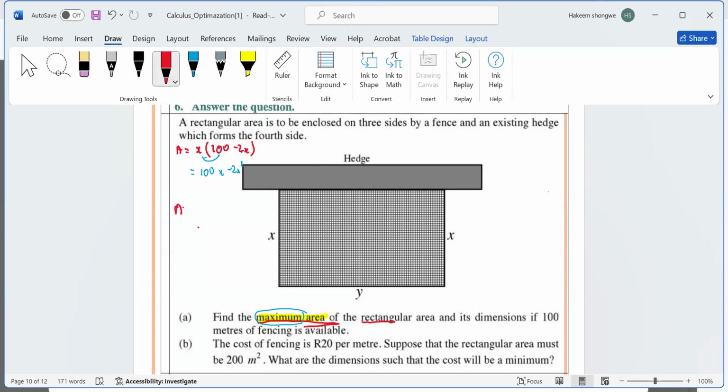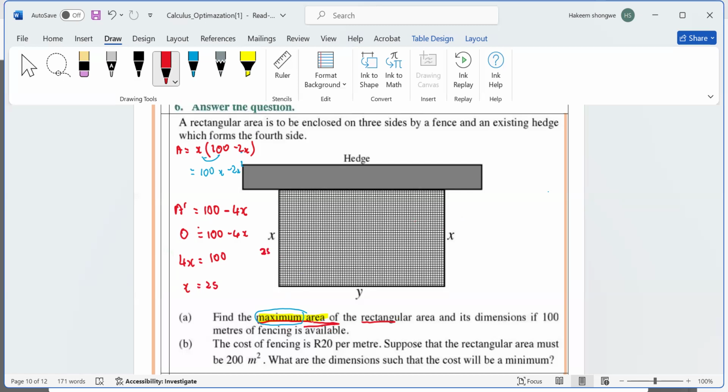So I'm going to have area prime. You're going to have 100 minus 4x. And then you put 0 here. As soon as you put 0, you have 100 minus 4x equals 0. Take the 4x to this other side. It says 4x is going to be equal to 100. And then x is going to be 25. So you can tell them, I know this is 25.